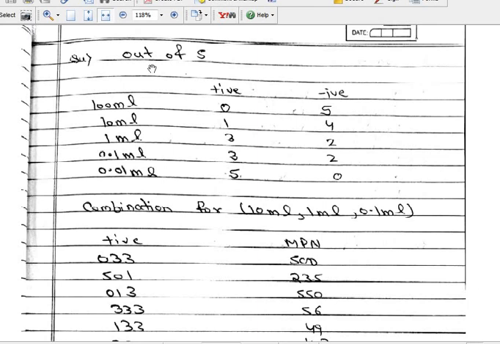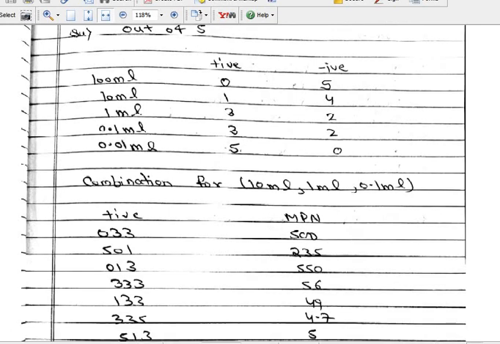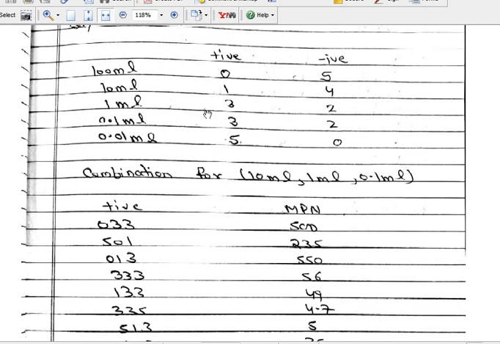Another one, out of 5 tubes, see 100, 10, 1, 0.1 and 0.01. These are the combinations, and then positive and negative. So it is 0, 5, 1, 4, 3, 2, 3, 2, 1, 5, 0. Okay. So again, see 10, 1, 0.1 means it is 133, and if you consider 100, 10 and 1, it is 013, and if you consider 1, 0.1 and 0.01, so it is 335.